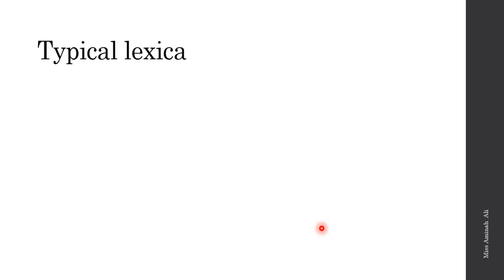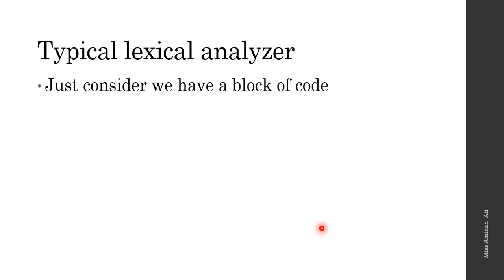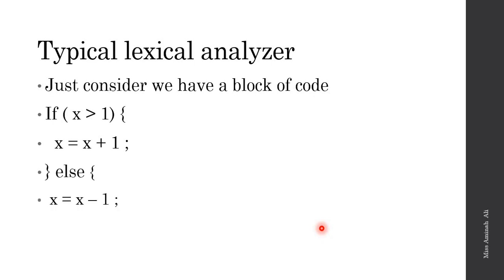Now in the next slide we will see how these are actually made. Let's see how a typical lexical analyzer works. We will consider a certain block of code: if x is greater than 1, then x is equal to x plus 1, else x is equal to x minus 1, and our code has ended. If we put this code into our lexical analyzer and want it to make the tokens, how will the tokens be made? Next it will be explained.